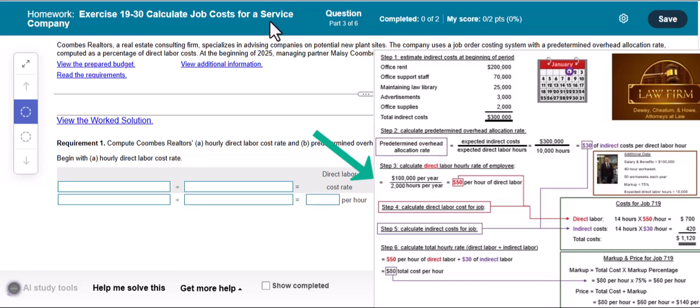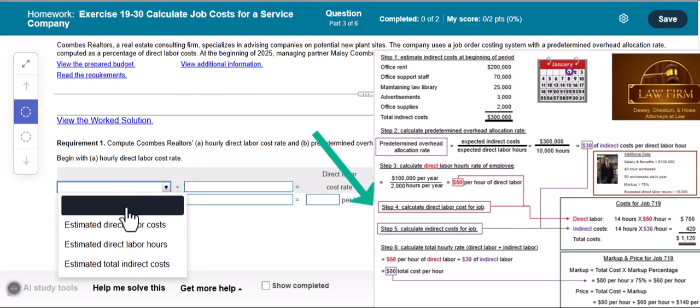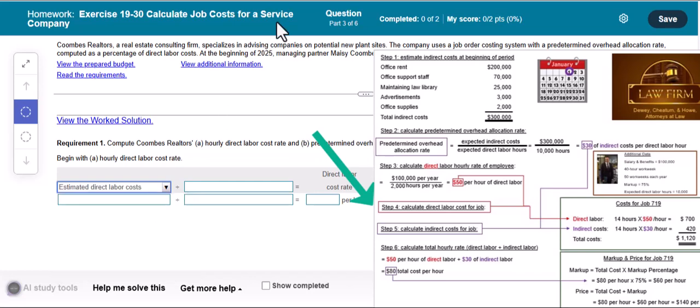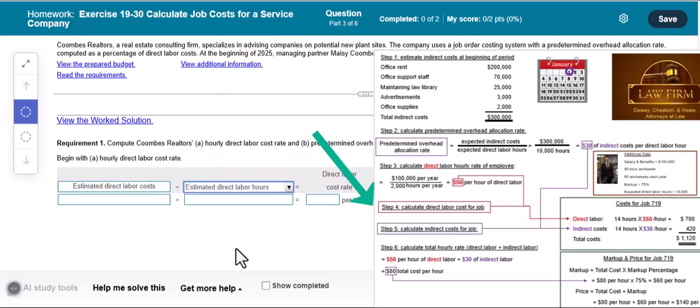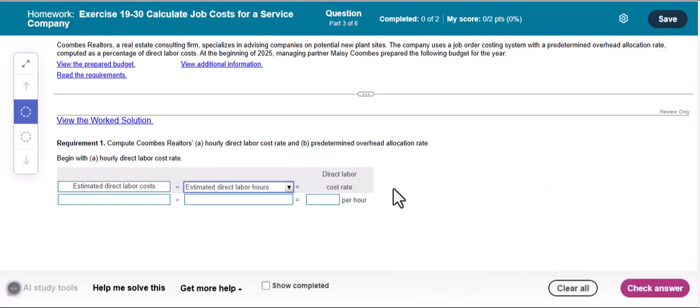So notice on the right, the way we did it was we took the estimated direct labor costs. So here's our formula: we're going to start with the estimated direct labor costs and divide by estimated direct labor hours. And that will give us our direct labor cost rate.